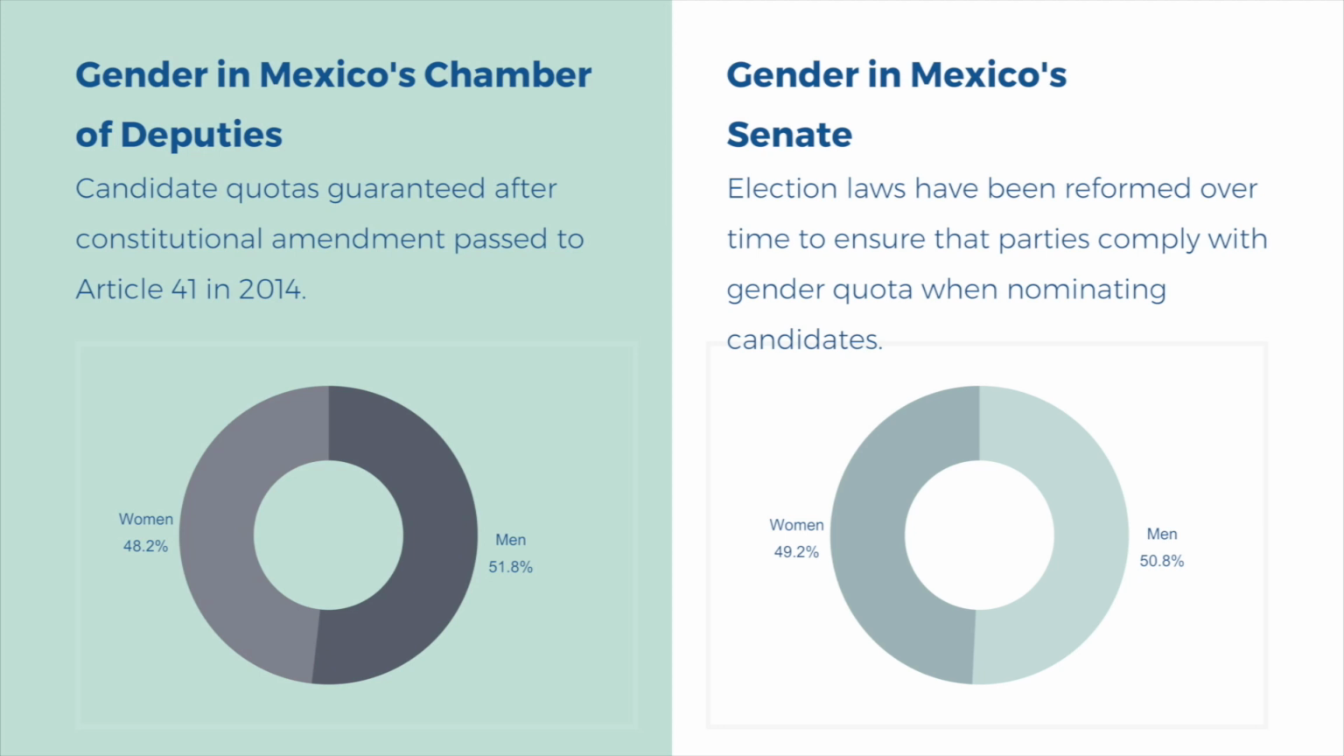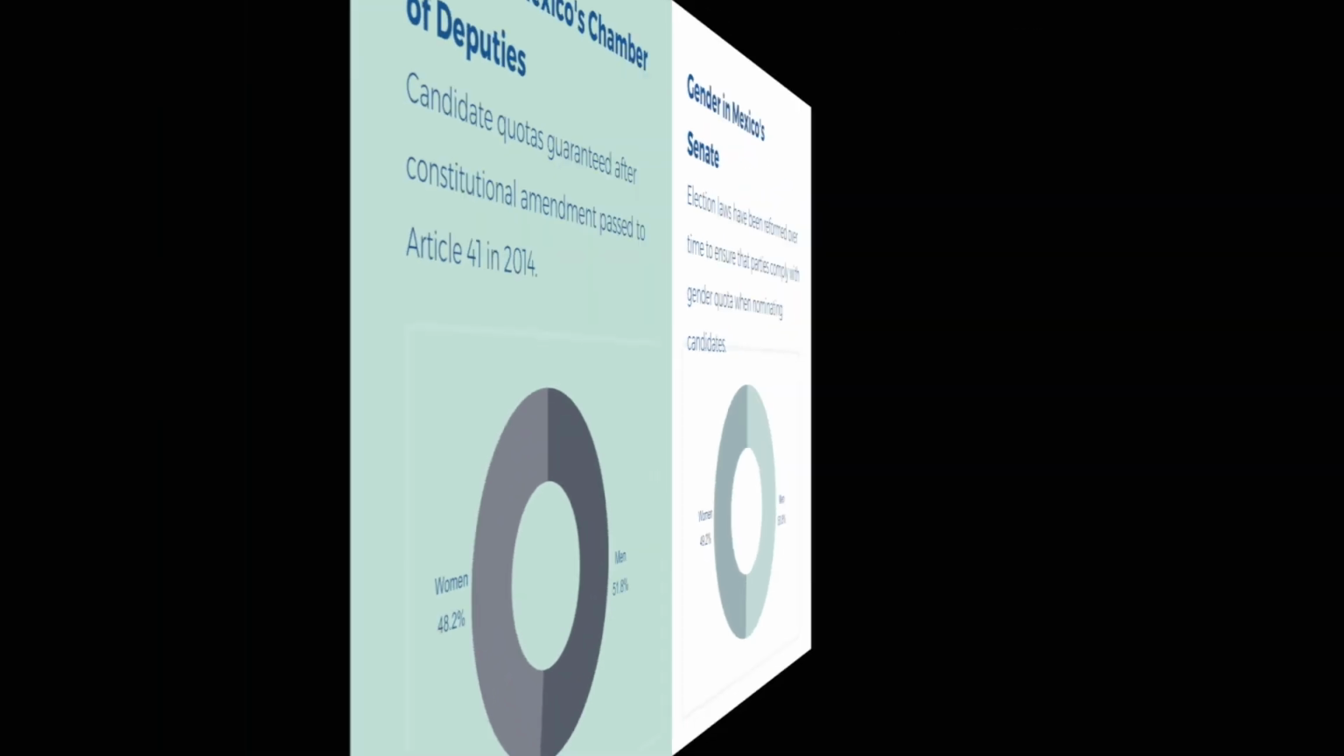As you can see in the charts, Mexico's legislature is now divided almost entirely equally between men and women. There is some hope that over time this policy will bring about changes that produce gender equality across Mexican society. For now, the law has been effective in helping women get elected to Congress.